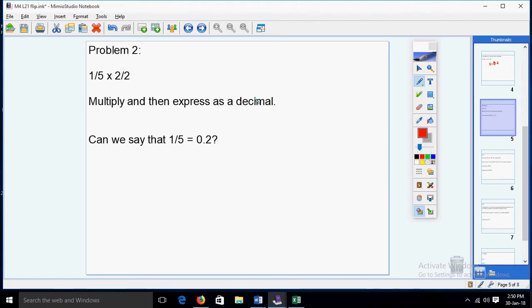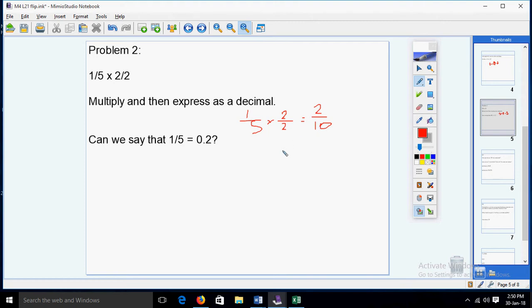So let me show you. Here we go. We have 1/5, and we're going to multiply by, if you can tell I'm trying to go fast with writing this, 2/2. So 1 times 2, we get 2. 5 times 2 is 10. Look at that! We have a 10. Whoa. We have a 10 in the denominator, which means we can now turn it into a decimal.